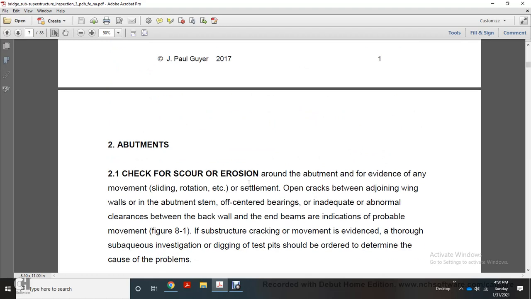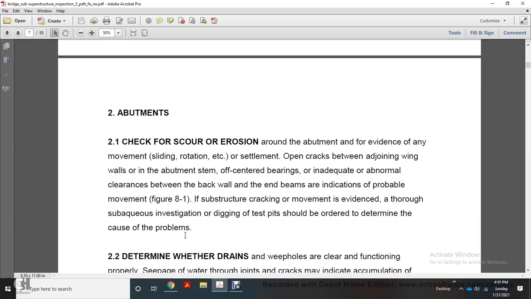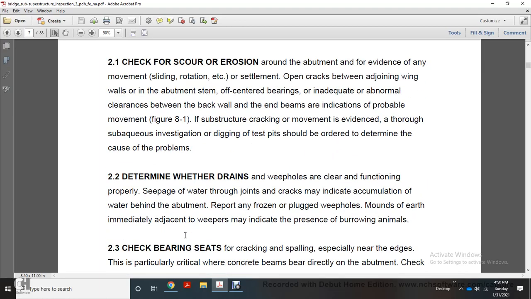2. Abutments. Check for scour and erosion around the abutment and evidence of movement, such as sliding, rotation, and settlement. Opening of cracks between adjoining wing walls and abutment stem, off-center bearings, and inadequate or abnormal clearances between back wall and beams are indications of probable movement. Substructure cracking or movement is evidence. A thorough subaqueous investigation or digging a test pit should be ordered to determine the cause of problems.